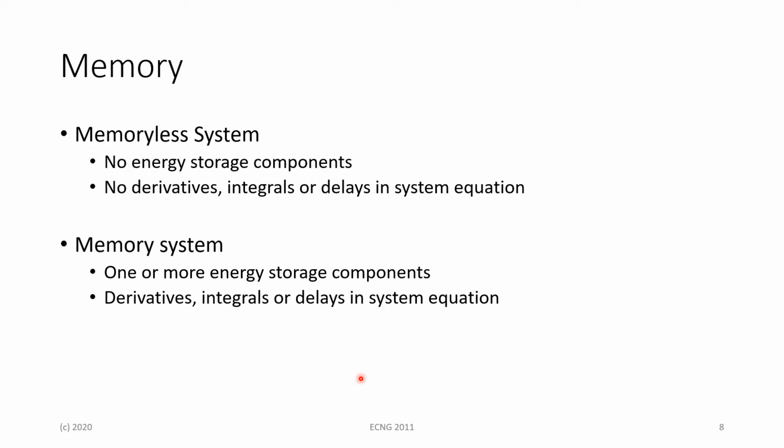So in particular, a memoryless system literally does not have any energy storage components. There will be no derivatives, no integrals, and no delays in the system equation. But once you have any one of these, the system contains memory.